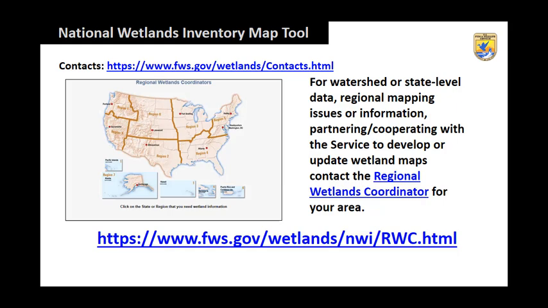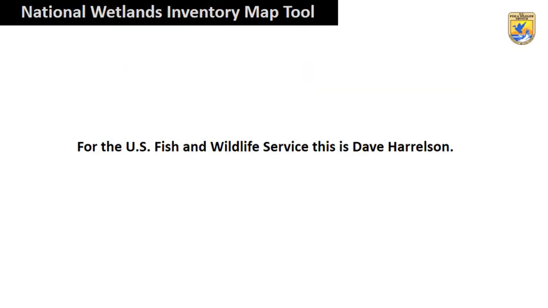For watershed or state-level data, regional mapping issues, or information, partnering and cooperating with the service to develop or update wetland maps, contact the Regional Wetlands Coordinator for your area. For the U.S. Fish and Wildlife Service, this is Dave Harrelson.